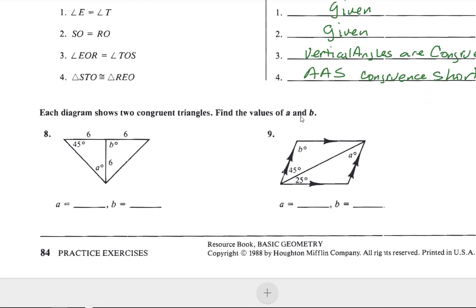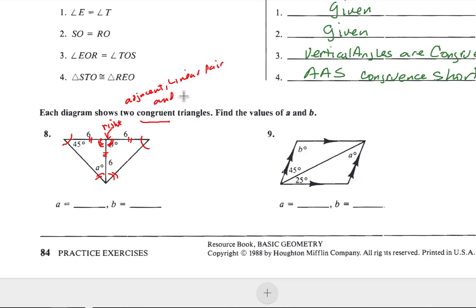Looking at number 8, basically it's an isosceles right triangle. The two 6s are congruent, and the other one is congruent. We've got a 45-degree angle, and with that 45-degree angle being with number 4, the other angle at A also has to be 45 degrees, and the angle at the top of the right triangle needs to be 45 degrees.